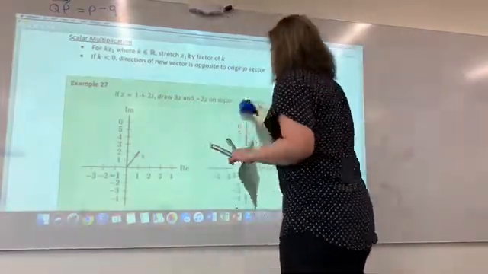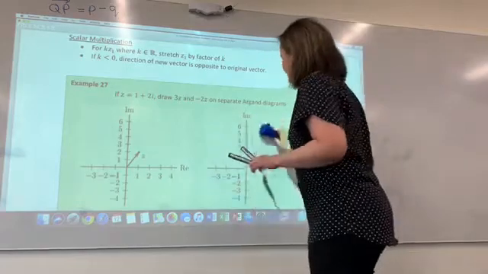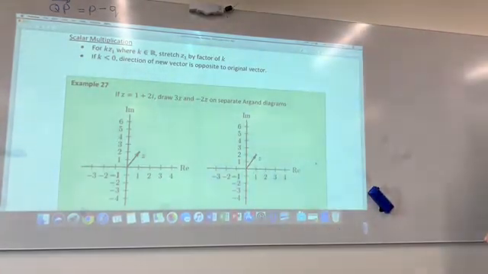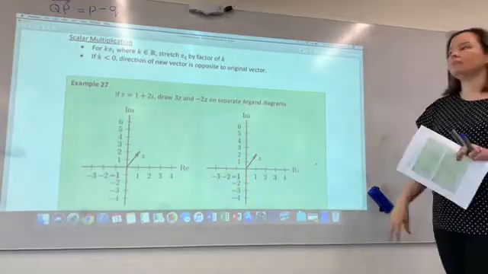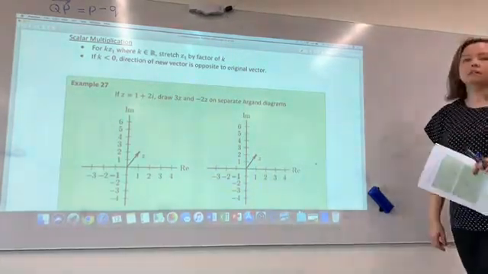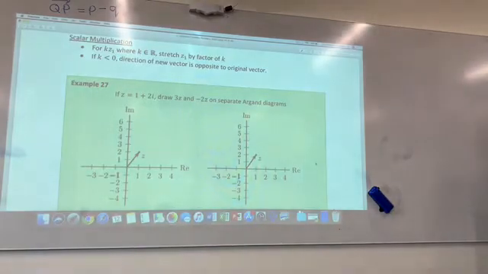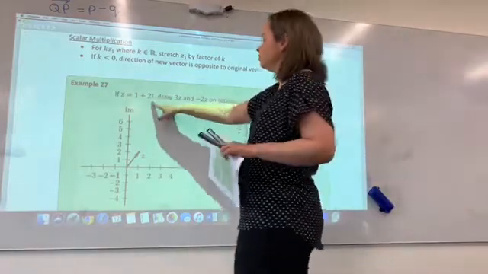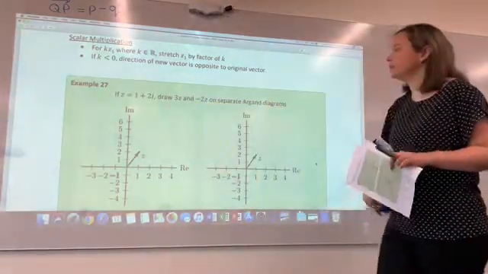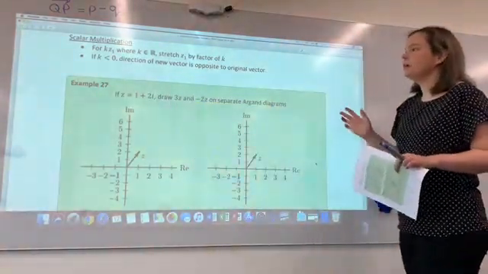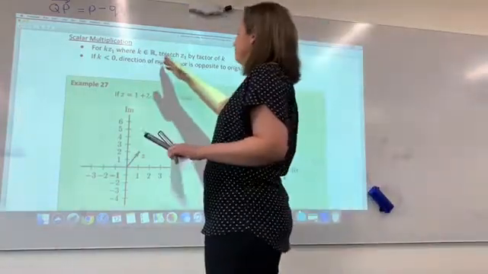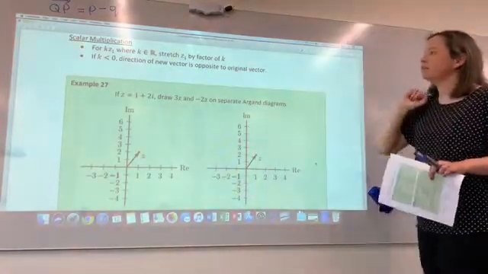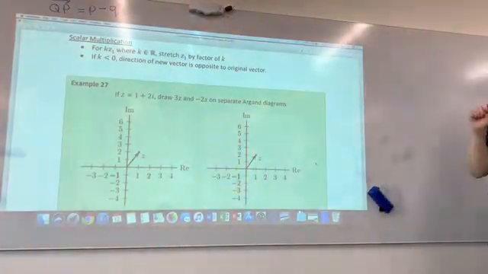Again, all of this stuff with vectors, you're actually going to start this next week in Extension 1 as a topic, and then we'll do a topic next term on vectors as well. So scalar multiplication. Z is 1 plus 2i. Draw 3Z and minus 2Z on separate Argand diagrams. So all it's saying is that if we have some sort of constant times Z, stretch it by a factor of k.